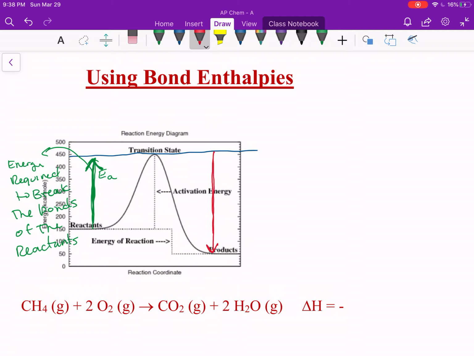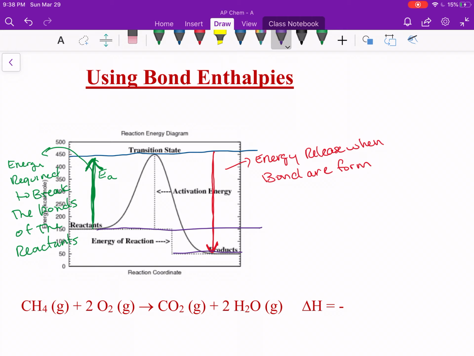And so this arrow over here coming down, we know that's the energy released when bonds are formed. And we talked about that, right? Bonds are forming. And so depending on how much energy gets released, that reaction is either going to be endothermic or exothermic. So in this case, delta H is negative because it's exothermic. In this case here, more energy was released when the bonds are formed than was required to break them at the start.